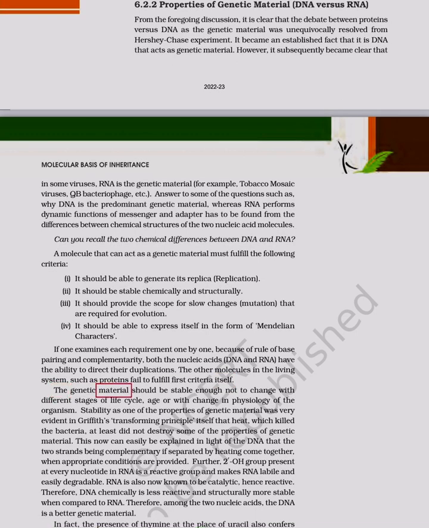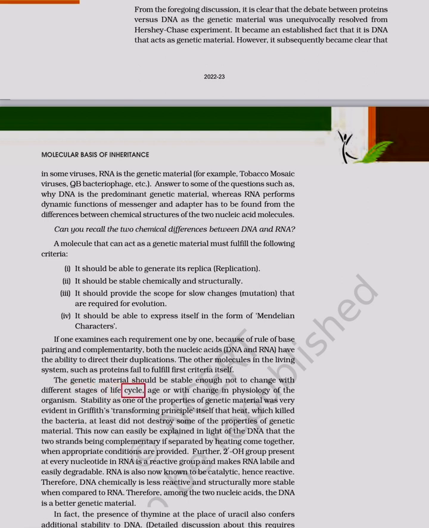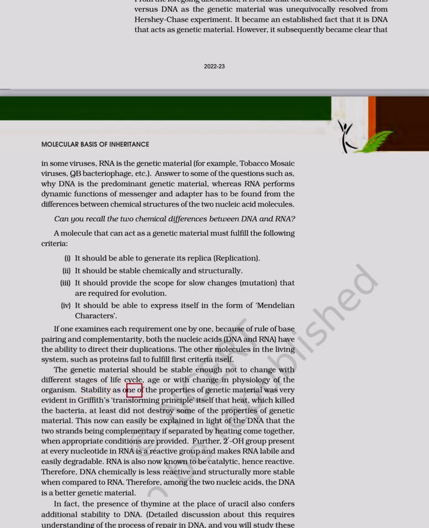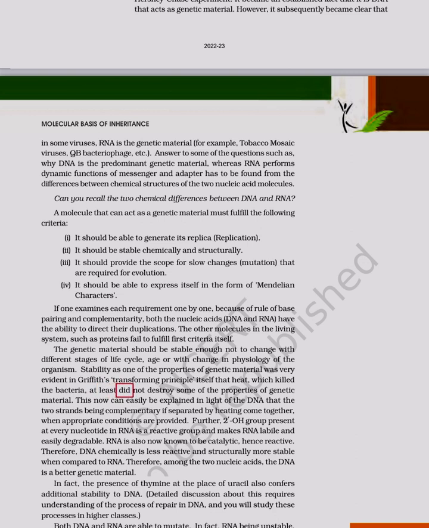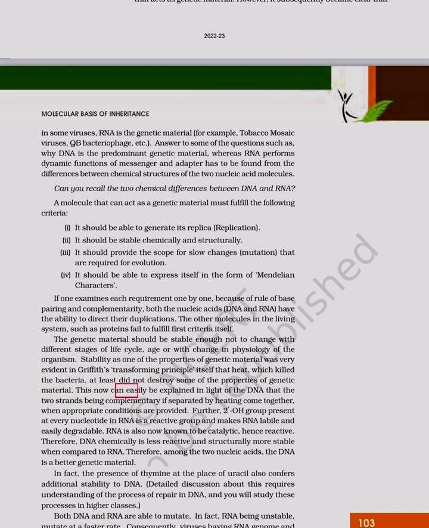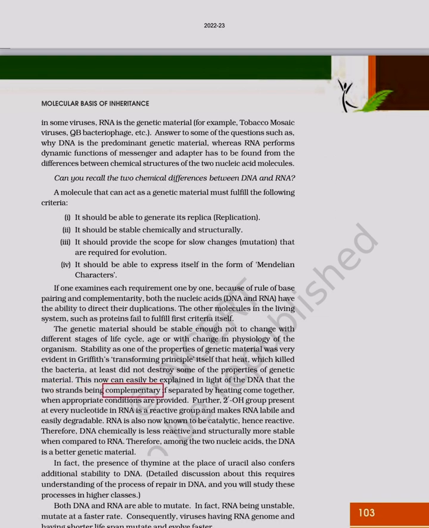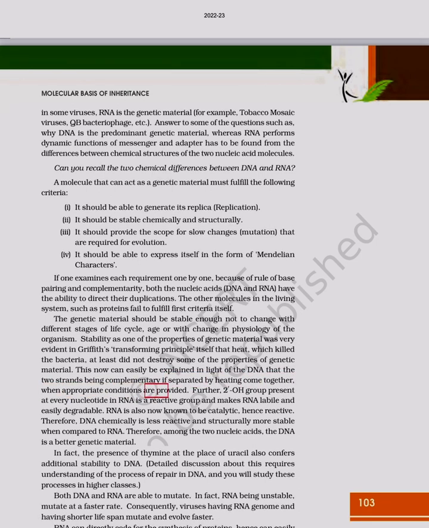The genetic material should be stable enough not to change with different stages of life cycle, age, or with change in physiology of the organism. Stability as one of the properties of genetic material was very evident in Griffith's transforming principle itself. That heat, which killed the bacteria, at least did not destroy some of the properties of genetic material. This now can easily be explained in light of the DNA, that the two strands, being complementary, if separated by heating, come together when appropriate conditions are provided.